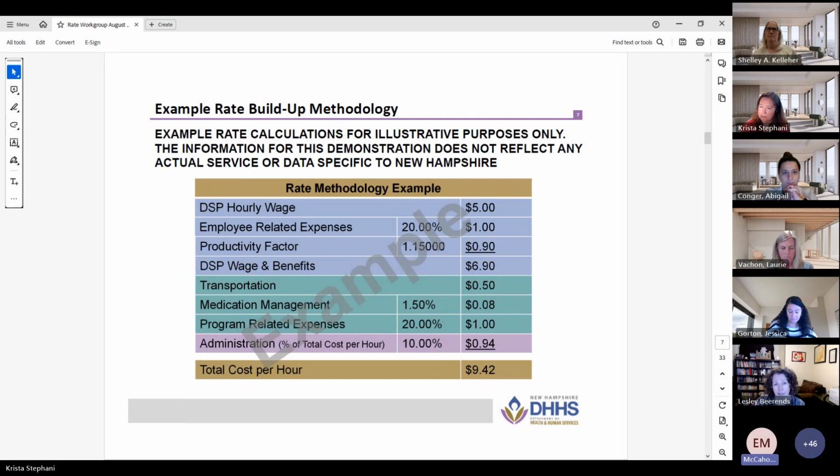Okay, thank you. So that comes up in the productivity factor section? Well, for service coordination, it actually would not have a productivity factor component, because we did caseload instead. Okay. And where would the caseload have been taken into consideration in these various buckets at this level? It would not. We would calculate a total cost per hour and then we would apply caseload to calculate the rate. Got you. Okay. Thank you. Yep. Thank you. Okay, great.